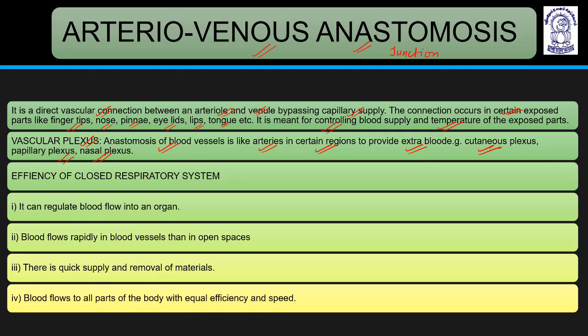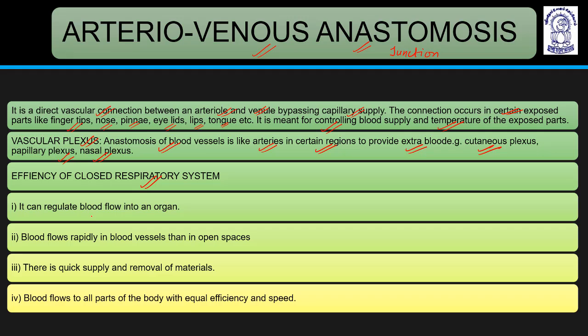All the areas where the membranes are thin, or where the temperature can directly influence that part, the blood supply should be rich out there to maintain the body temperature. So vascular plexus is clear to all, I think, and arteriovenous anastomosis is clear to everyone. Now, efficiency of closed circulatory system. Why do we always prefer a closed circulatory system over an open circulatory system?